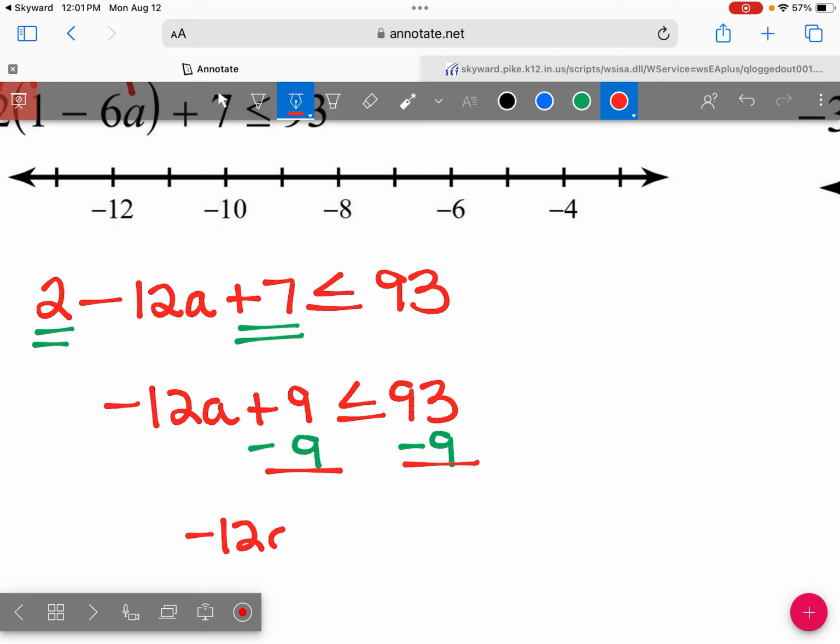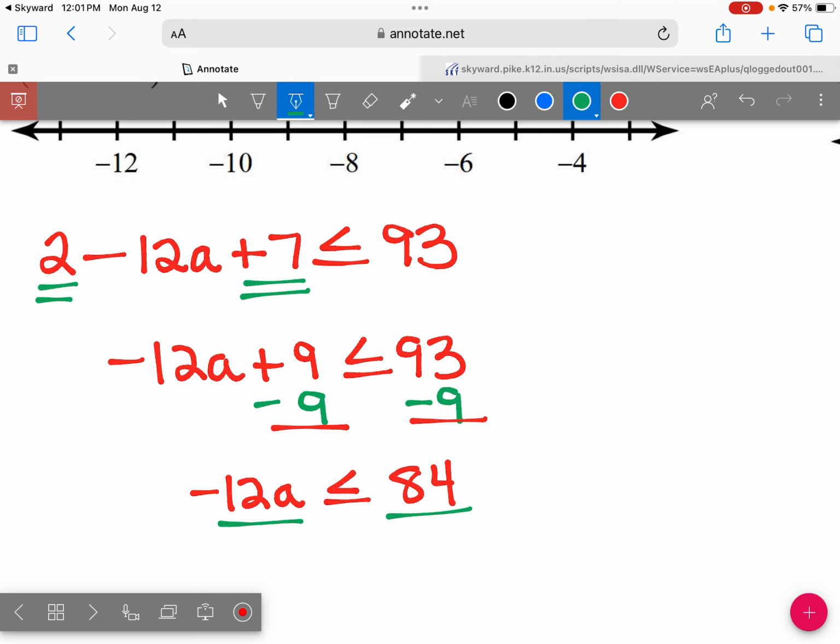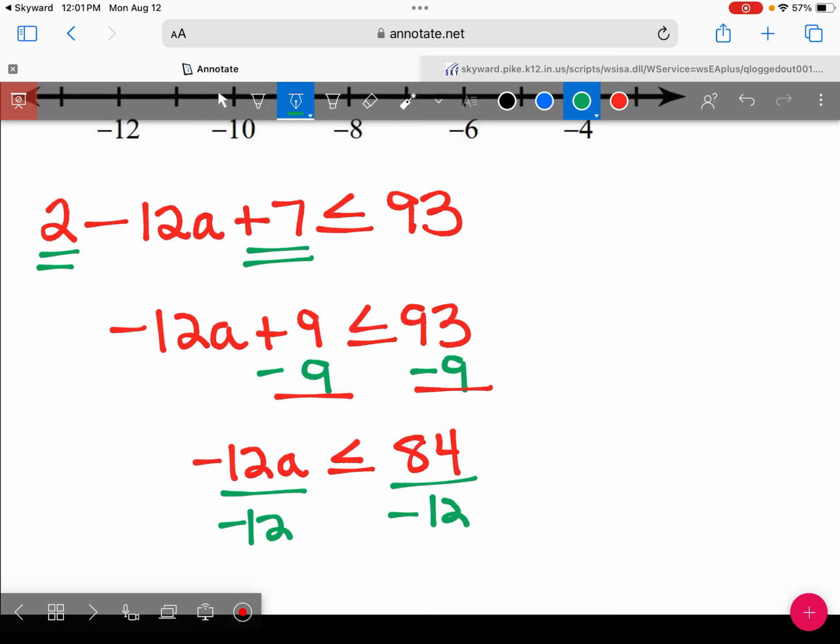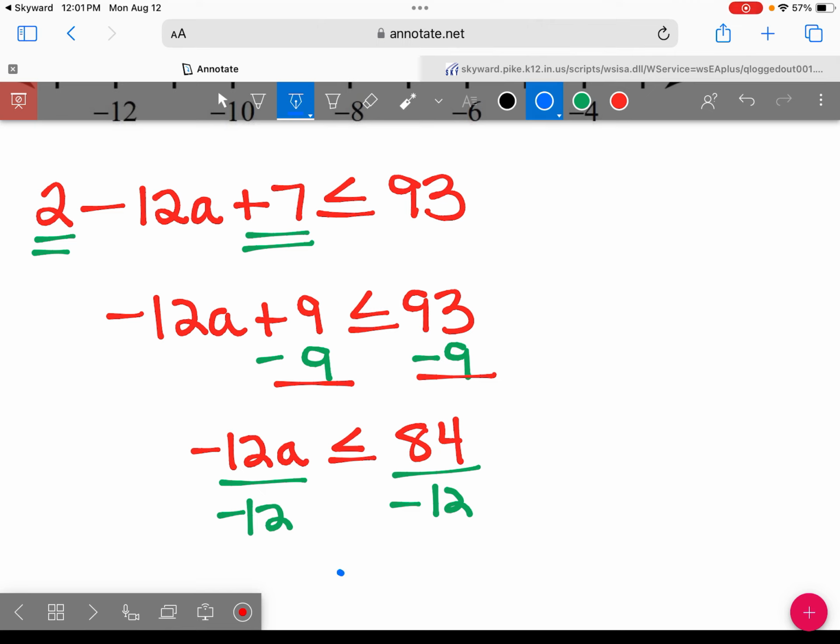So negative 12a is less than or equal to 84. And now you're going to divide both sides by negative 12. So I'm dividing by a negative, so I have to flip that inequality. So it's not going to be a less than anymore. It's going to flip and become greater than or equal to. Anytime you divide or multiply both sides by a negative, you flip it.